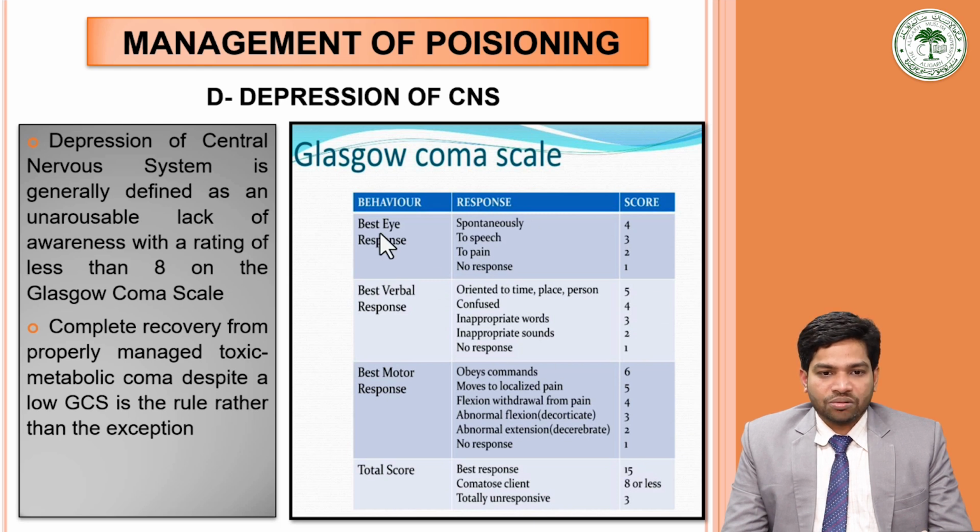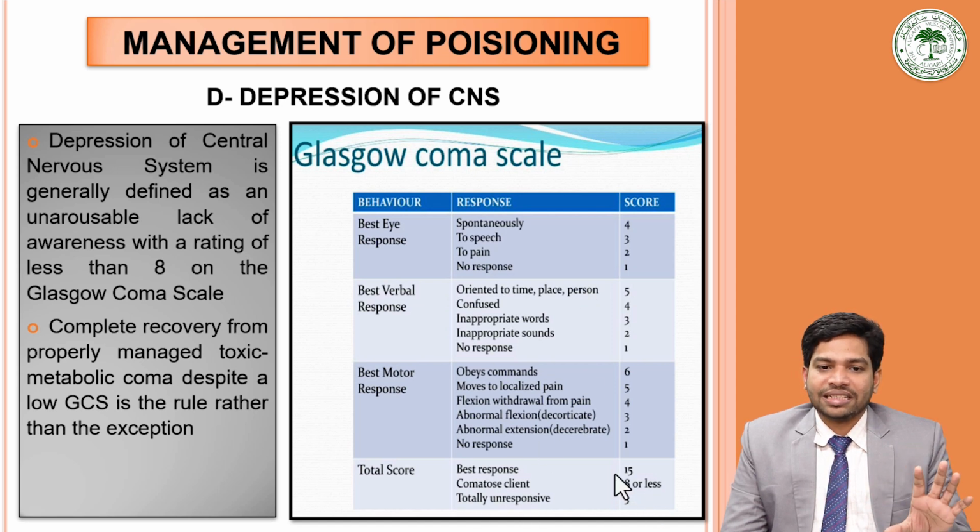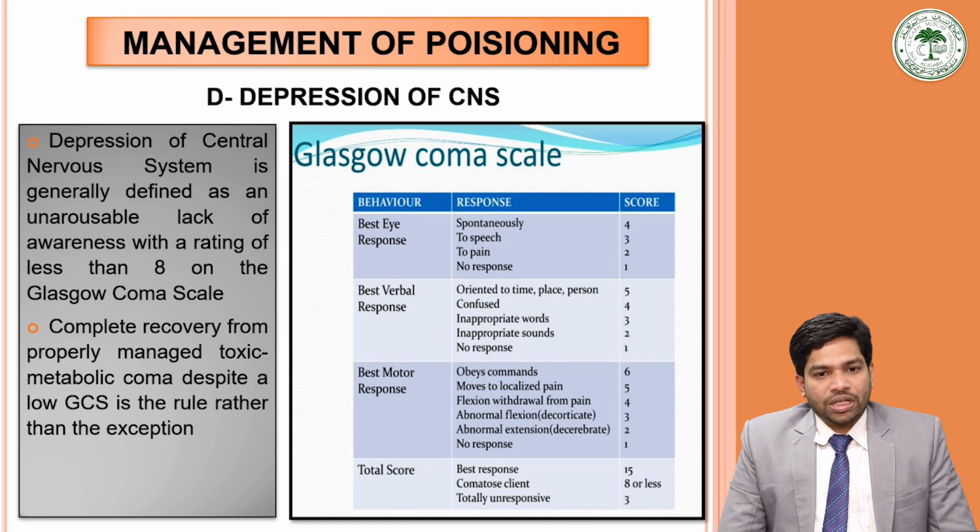In total, it is reported like E1, V1, M1. If the eye response has a score of 4, the verbal has 5, and the motor response has 6, then totaling them, the maximum best score of a healthy person will be 15. According to that, when it is 8 or less, the patient is characterized as being in a coma. And if it is 3, then the patient is totally unresponsive. So this is the way to score the patient based on the Glasgow Coma Scale.